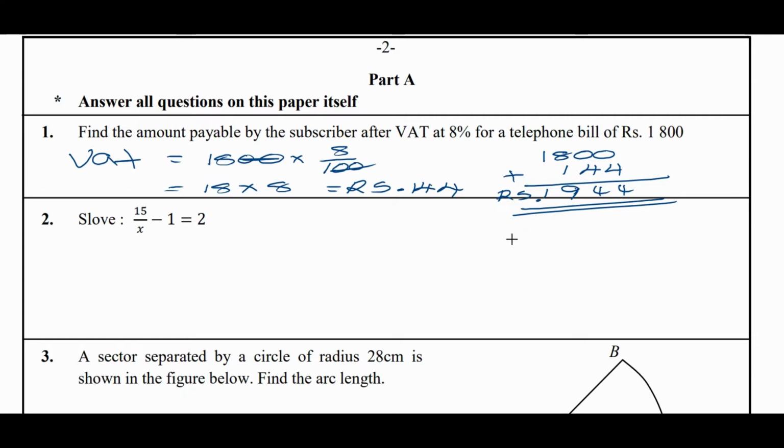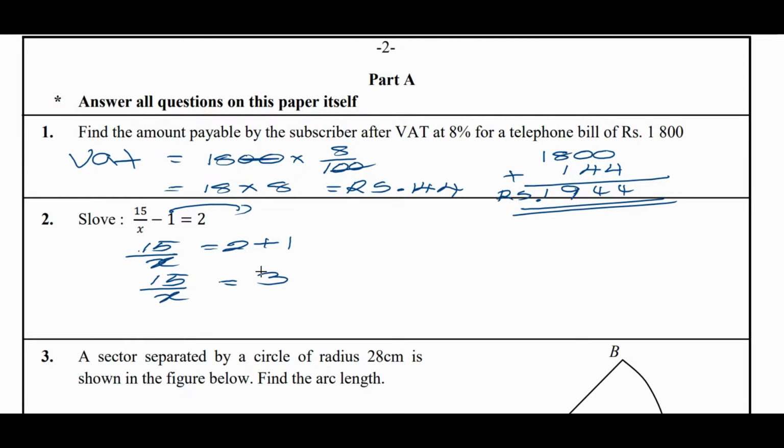The second one is also easy. 15 by x minus 1 equals 2. We have to solve this. The first thing I am doing is getting rid of this minus 1. Then I can write 15 divided by x equals 2 plus 1. I am moving this minus 1 to here, then it becomes plus 1. Therefore, 15 divided by x equals 3.